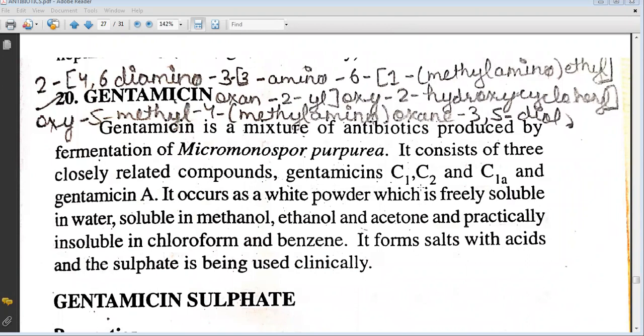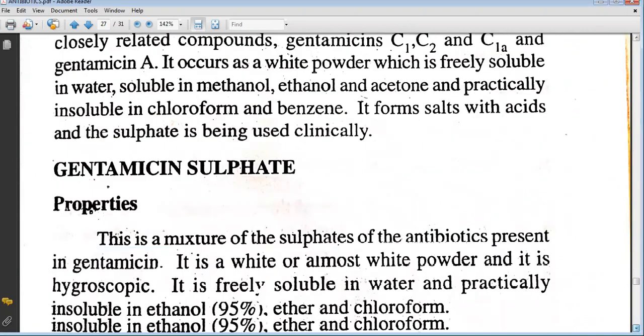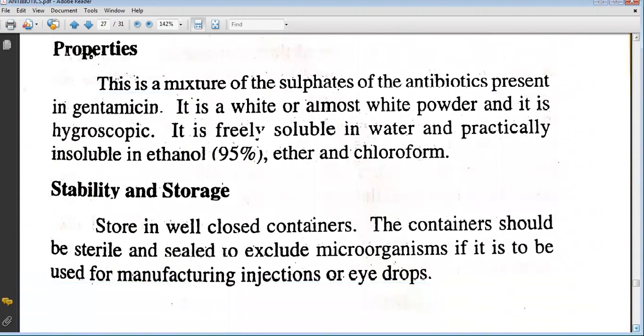It occurs as a white powder which is freely soluble in water, soluble in methanol, ethanol, and acetone, and practically insoluble in chloroform and benzene. It forms salts with acid, and the sulfate is used clinically. Gentamicin sulfate is a mixture of sulfates of the antibiotics present in gentamicin. It is a white or almost white powder and it is hygroscopic. It is freely soluble in water and practically insoluble in ethanol, ether and chloroform.